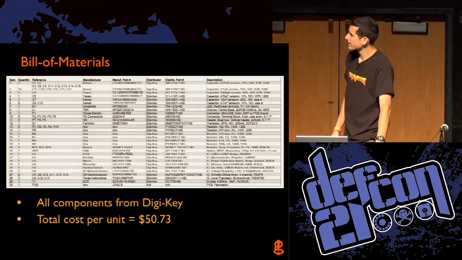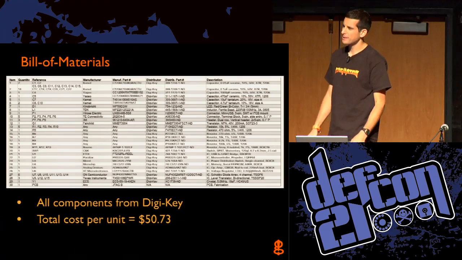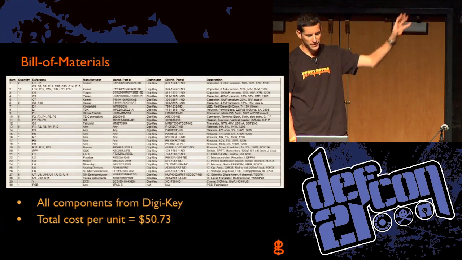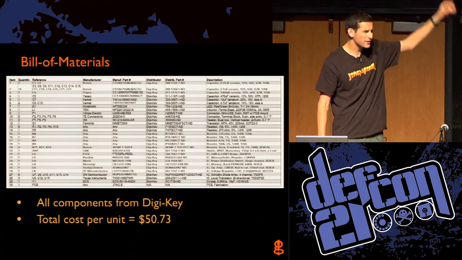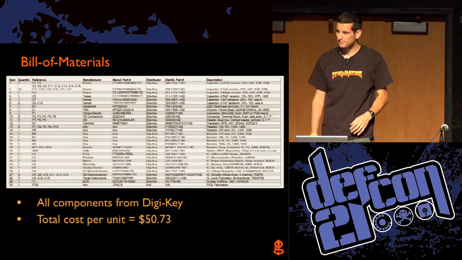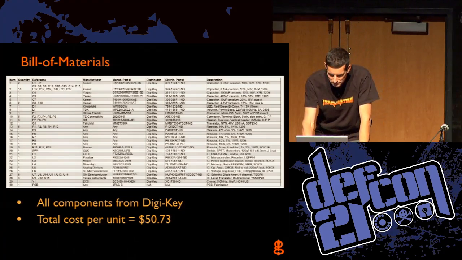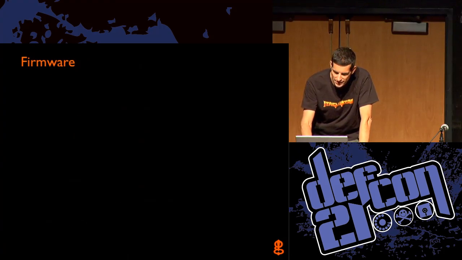Bill of materials, there's quite a few parts, but none of them are really that expensive. So again, everything from DigiKey, the bill of materials is online. Around $51 in single quantity if you feel like building your own. So that's the hardware design.